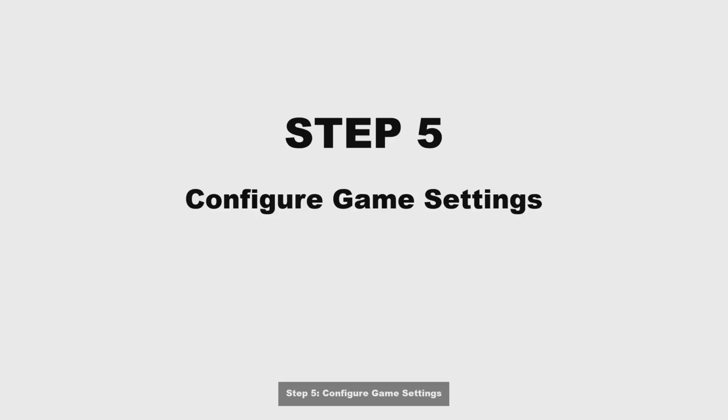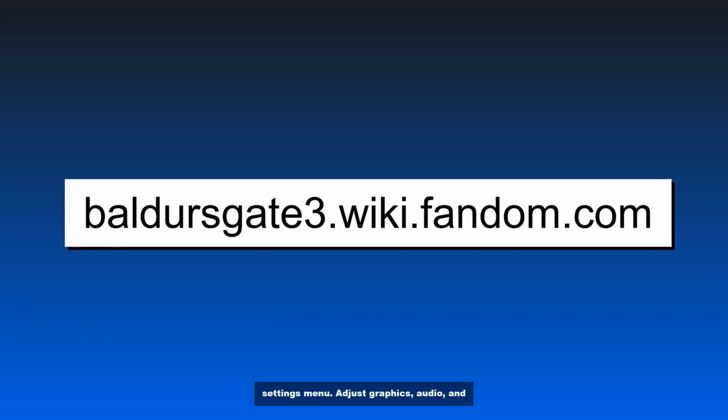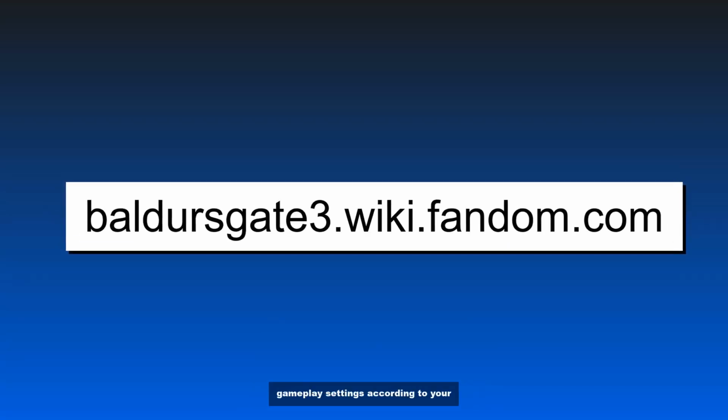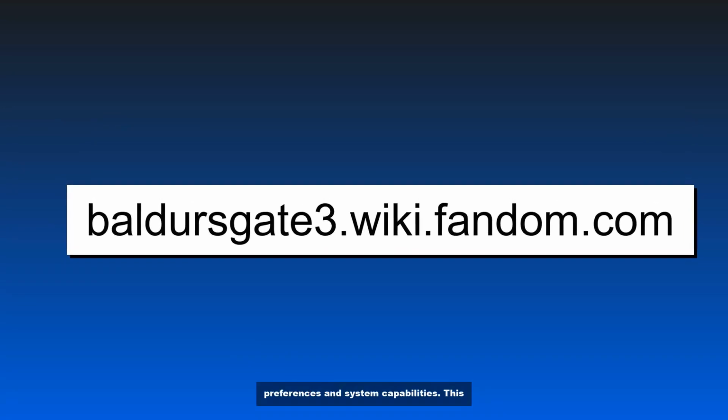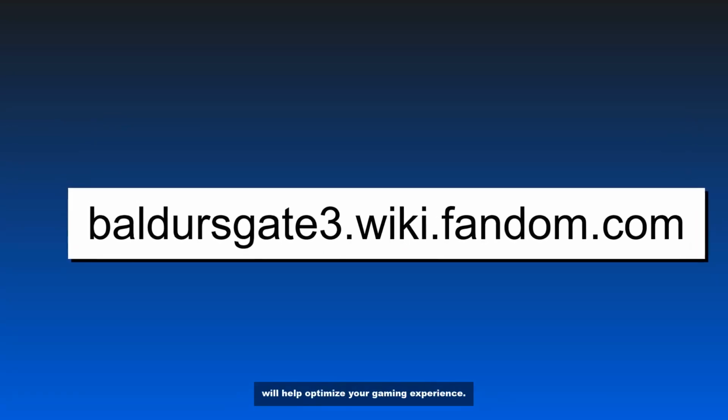Step 5. Configure game settings. Launch Baldur's Gate 3 and access the settings menu. Adjust graphics, audio, and gameplay settings according to your preferences and system capabilities. This will help optimize your gaming experience.